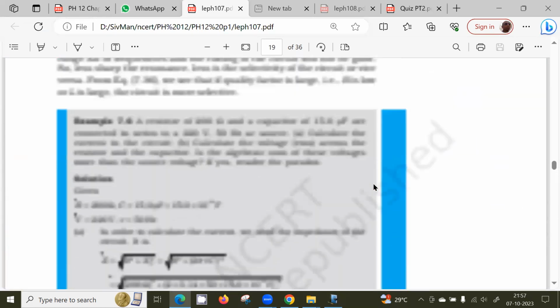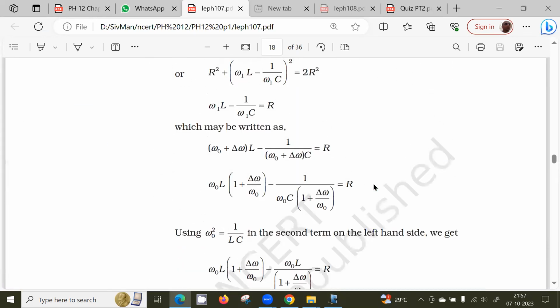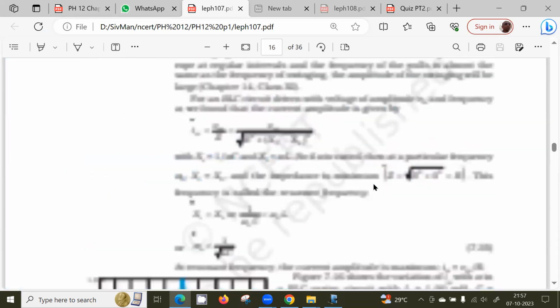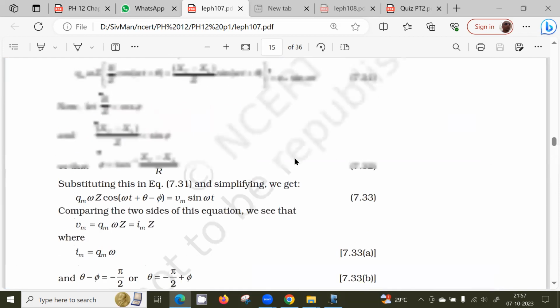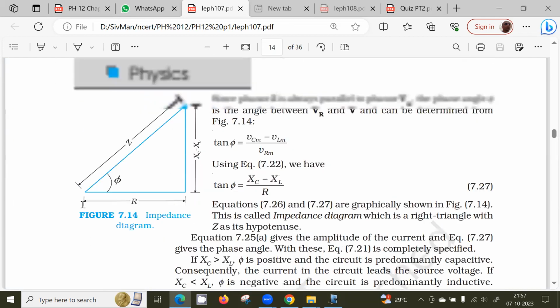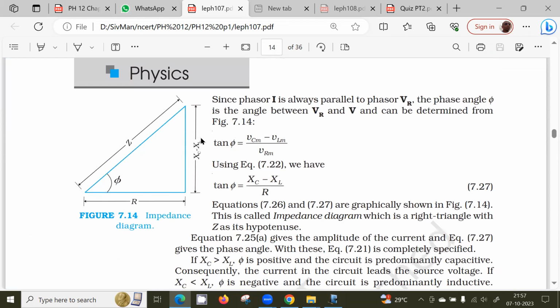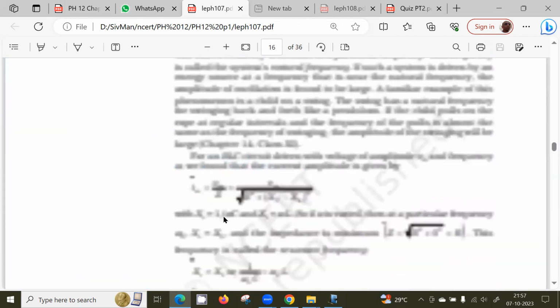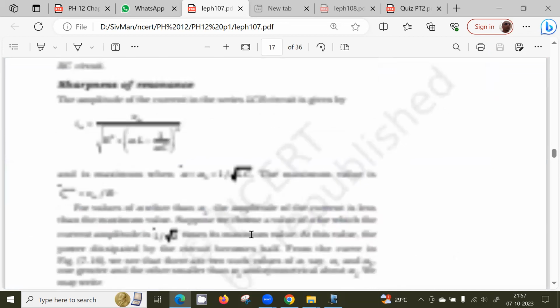And that angle is given by this triangle, with R and the XC minus XL combination. So from this triangle, we get this value of phi. So phi basically depends on how the value of XC minus XL compares to R. Once I know this phi, I can get the power dissipated in the RLC combination.